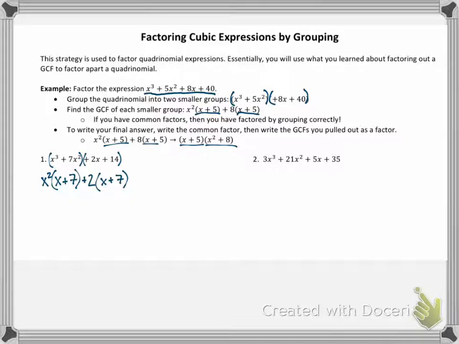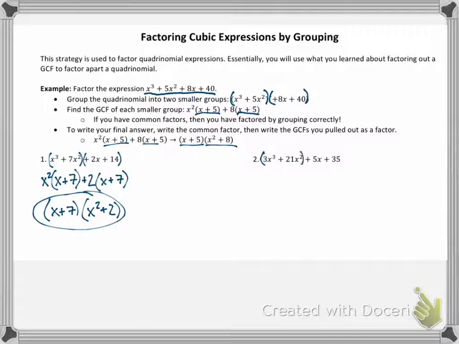That's awesome. Our final answer comes from the common factor, x plus 7, and the GCFs we pulled out get magically put together as a factor, and your final answer is x plus 7 times x squared plus 2. So let's go ahead and try it with the second example.